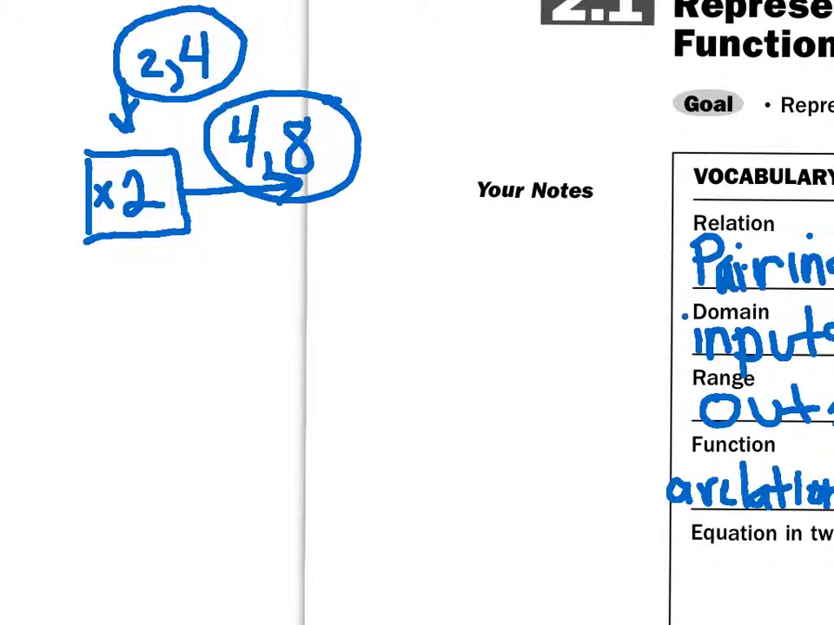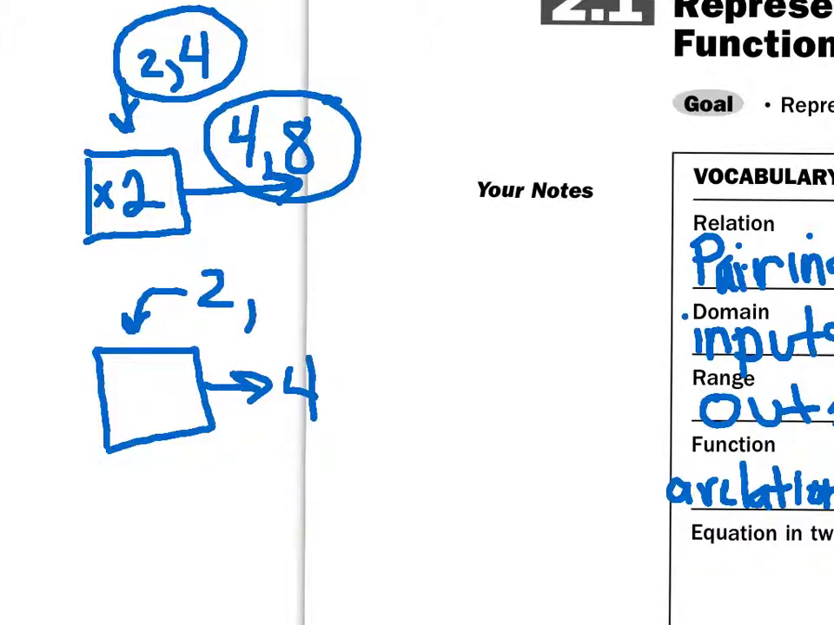What you don't want for a function, which is not a function, is if you put in a 2 one time, and it comes out a 4, and you try a 2 again, and next time it comes out a 6. That's something you can't trust. There's no pattern to it. So this is not a function.